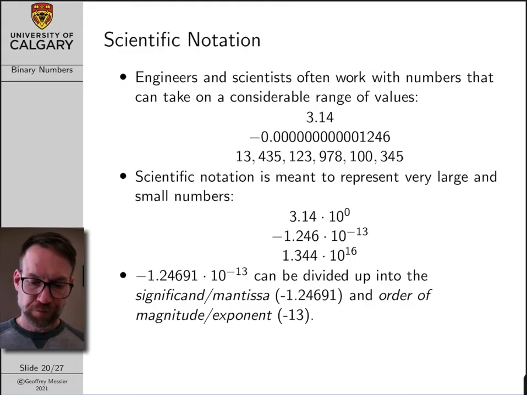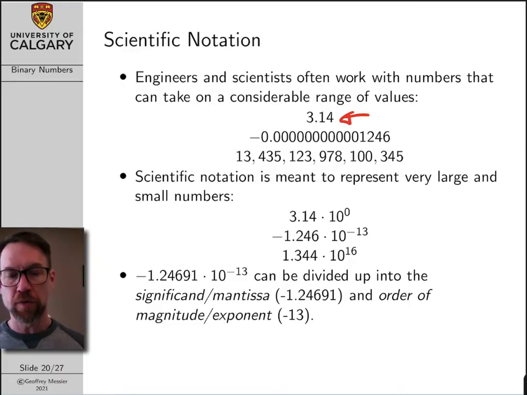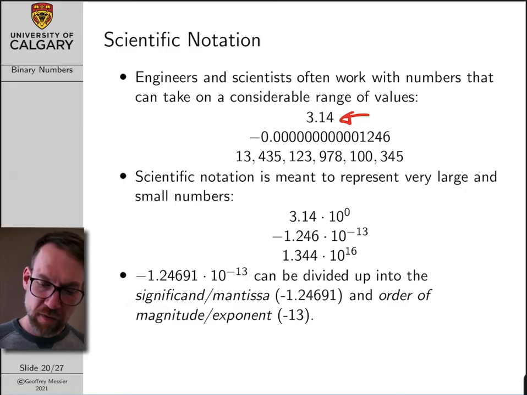And so sometimes the number that we want to work with is right around 0. So 3.14 is a number that's pretty close to 0. Sometimes, however, we have a very, very small number that we want to work with, and other times we have a very, very big number.